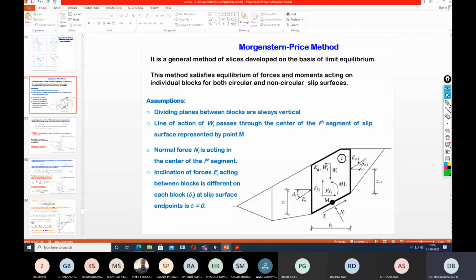First of all, the dividing planes between blocks are vertical. The line of action of Wi, as you can see from this schematic, passes through the center of the ith slice, and through the center of the ith segment of the slip surface, represented by point M. The normal force Ni acts at the center of the ith segment, because these assumptions are nowhere found in any of the previous methods we have discussed so far. The inclination of forces Ei acting between blocks is different on each block, and delta at the slip surface endpoint is 0. So these are some assumptions.